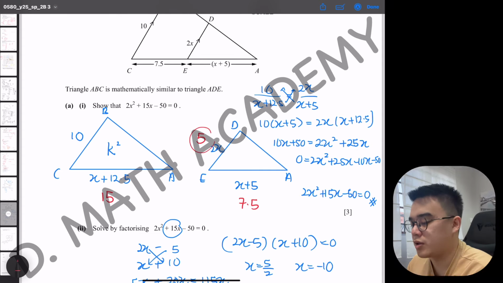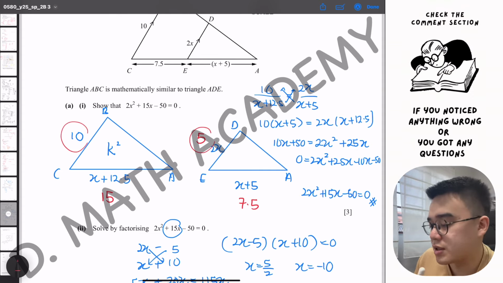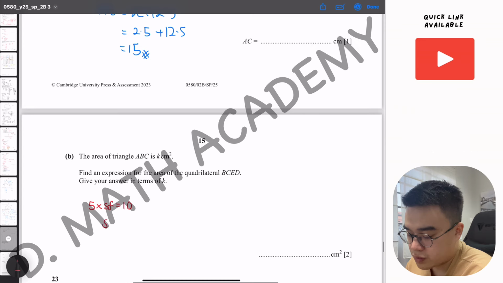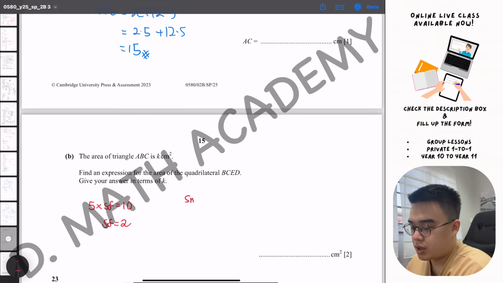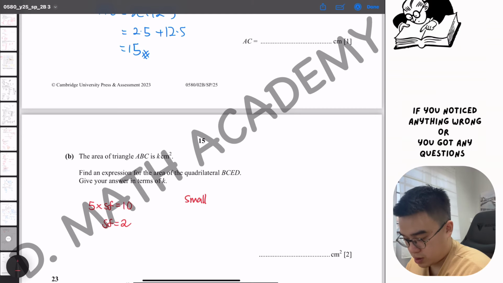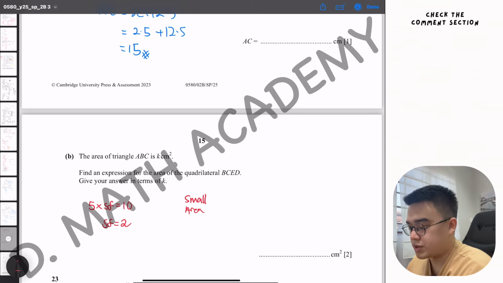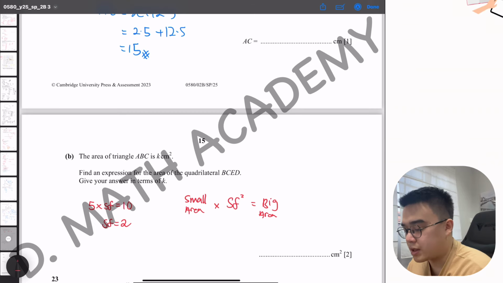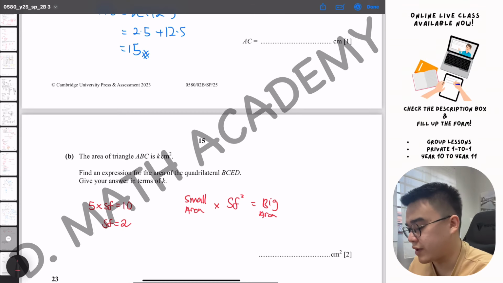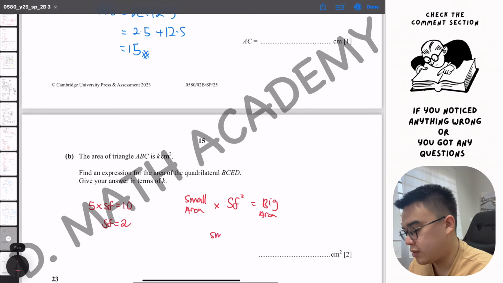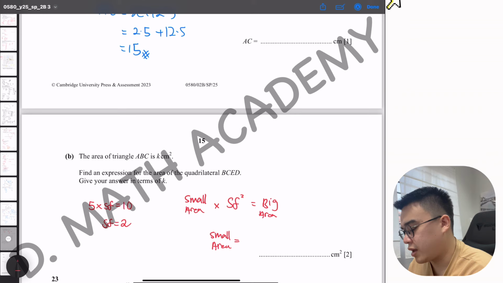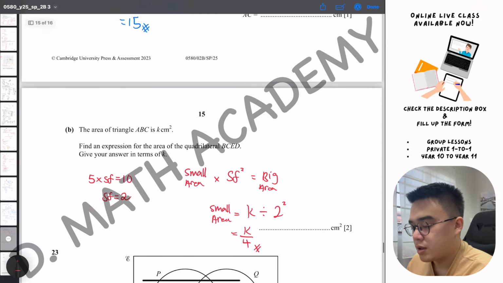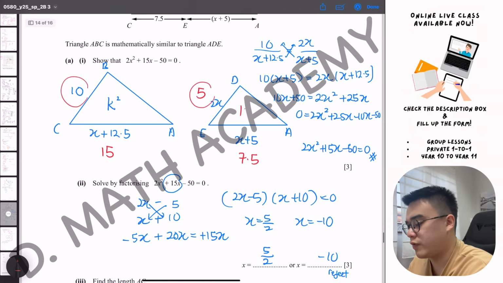So when I compare them, I know that 5 to 10 is a scale factor of 2. So 5 times SF equals 10, SF equals 2. So small area times SF squared equals big area. This is the reason why you have to learn both of the methods, which is the comparison method and the scale factor method. So we have the small area now by having the big area of K divided by 2 squared. So you have K over 4, basically. Okay, so this dude right here is K over 4.